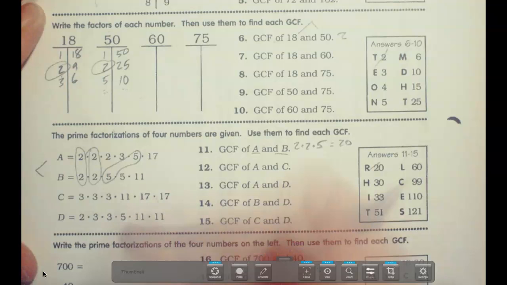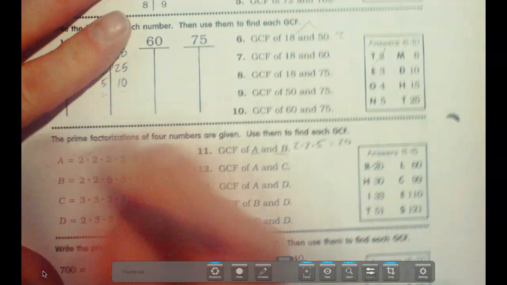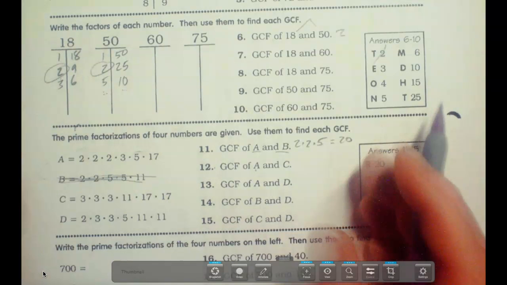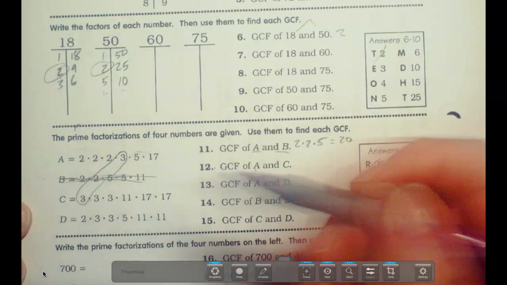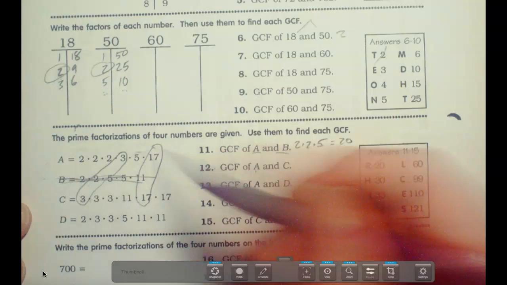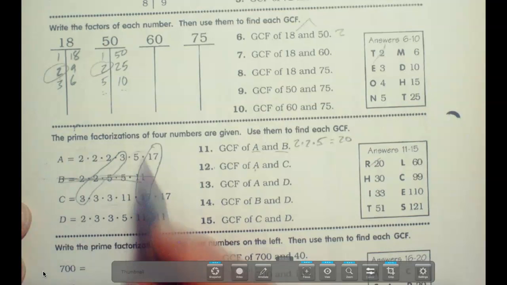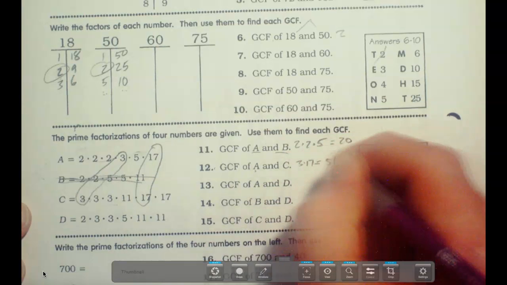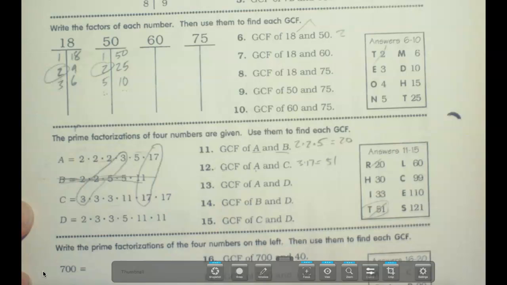Okay, let's take a look at another one. You have to keep erasing here to do that. That's okay. We're looking at A and C, so let's cross this off and look at A and C. So what do they have in common? Well, they have a 3. And they have a 17. No 2s, no 5, no 11, just 1 17. So 3 times 17 is 51. The greatest common factor of those guys is 51. Cross that off. So for number 12, it's going to be T.